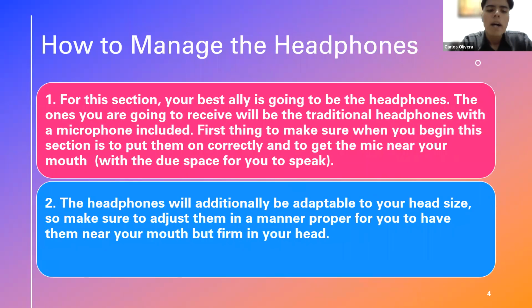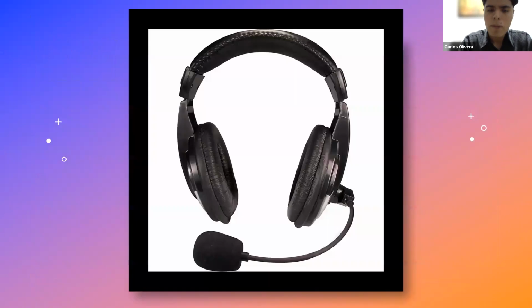Now, the headphones will additionally be adaptable to your head size, very important, okay? So make sure to adjust them in a manner proper for you to have them near your mouth, but firm on your head. This is super important. Now, look at the picture here. As you can see in this part, in the corner more or less of the headphones, they have a mechanism that allows you to expand and decrease the size of the headphone. So depending on your head size, for example, in my case, it's super big, I always have to expand the headphones and make sure that it is well fitting my head.